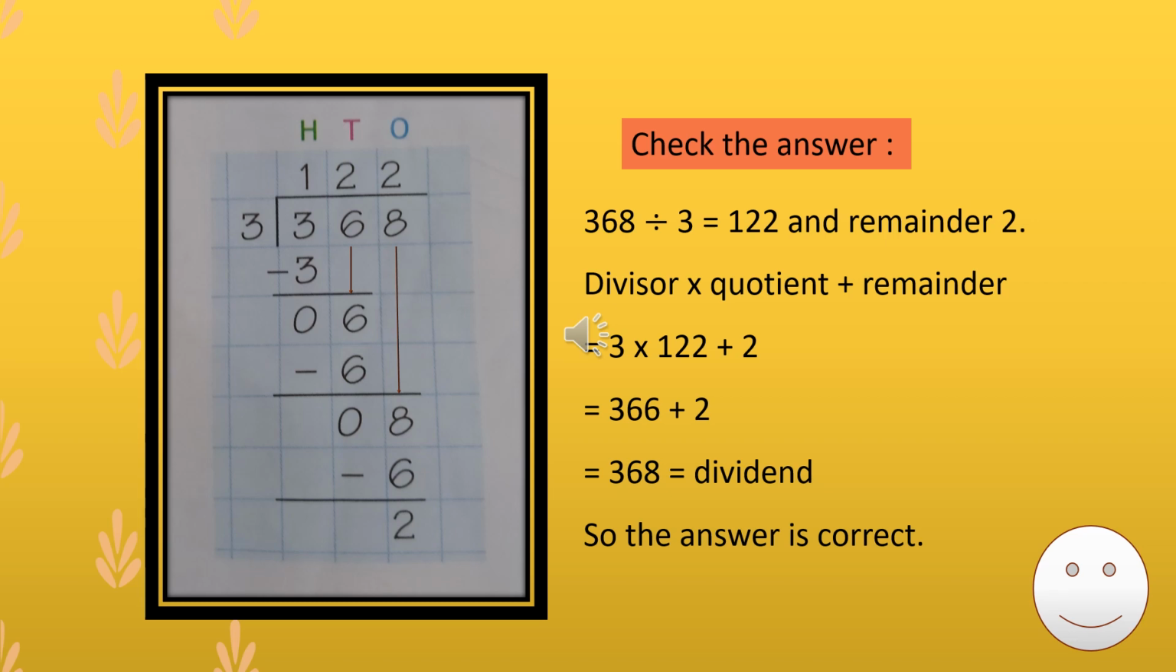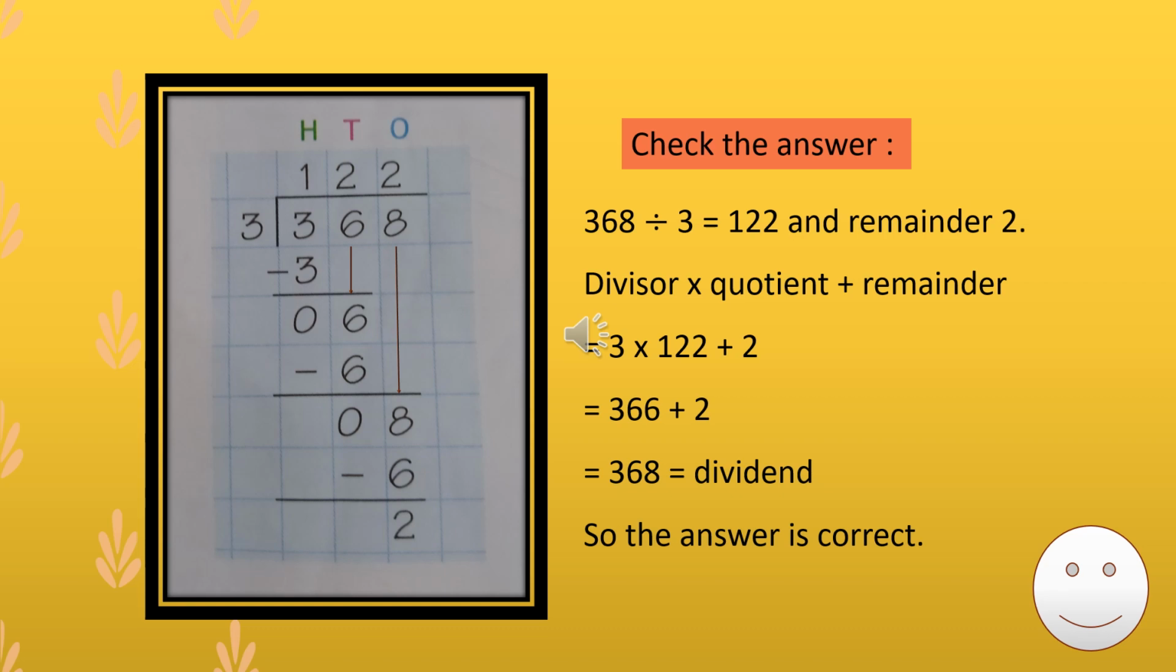So now children, we cannot go with 3 threes or 9 because 9 is greater than 8 and always a smaller number can be subtracted from a greater number, right? So 9 cannot be subtracted from 8. So we can take 3 twos are 6. So 2 we will write at the quotient's place and 6 we will write just below the number 8 which we have taken down. And now what will we do? Yes, we will subtract. So 8 minus 6, that is 2.